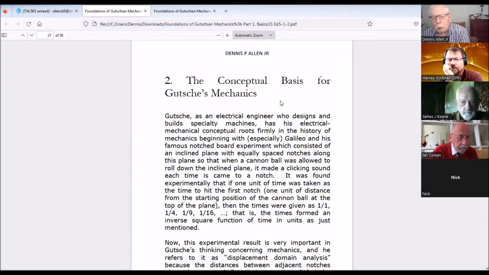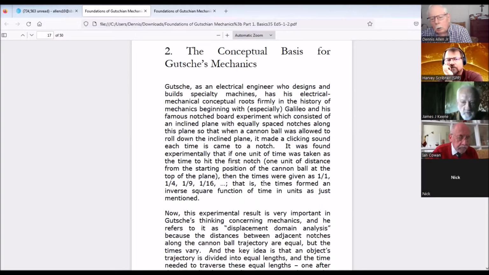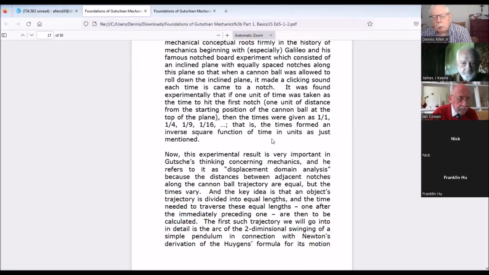He ran a cannonball down, started out, and let it roll down, and the times were like 1/1, 1/4, 1/9, 1/16, and so on. In other words, the cannonball picked up speed, and so the time between hitting notches goes off as 1/n², if you make the units right. Now, the distance is constant, but the time is varying.